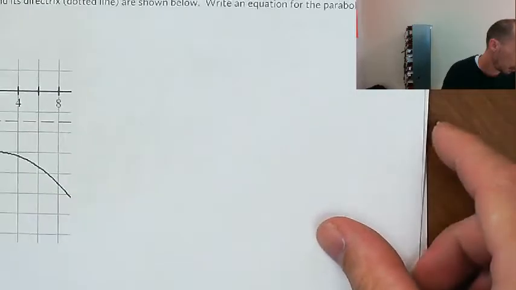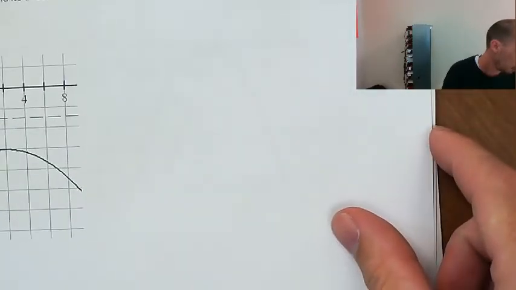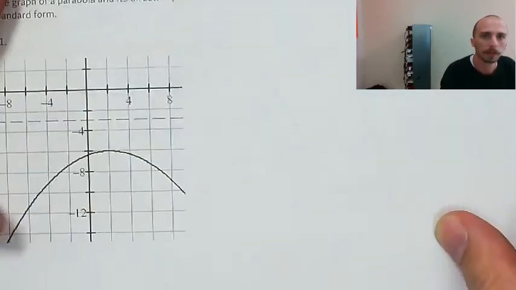Good talk. All right. The graph of a parabola and its directrix are shown. Write an equation for the parabola in standard form. I like that. Looking at a picture of the graph. I like that. Multiple representations.